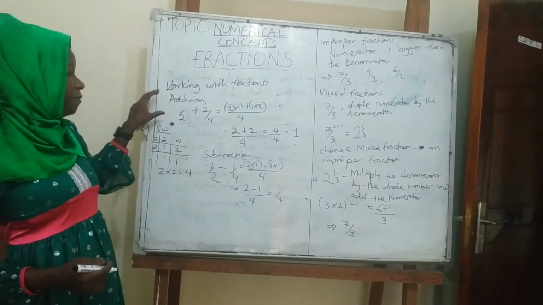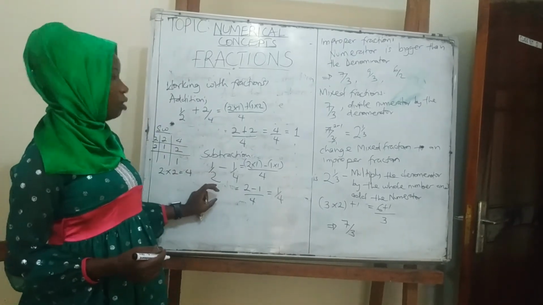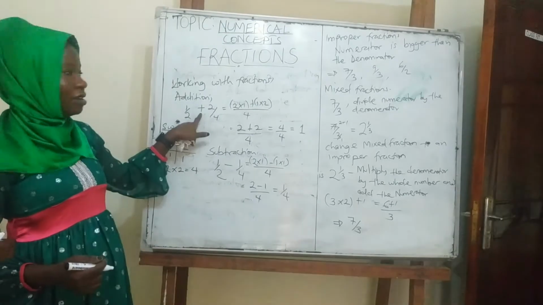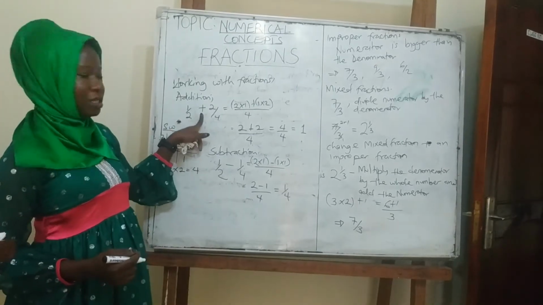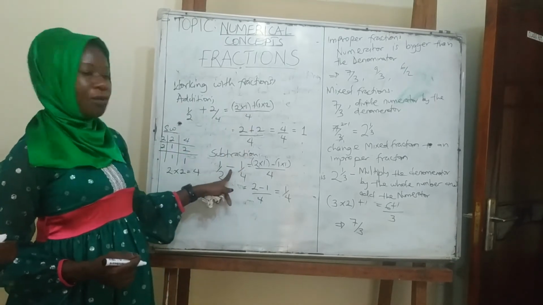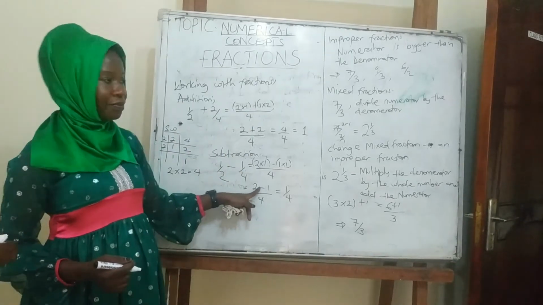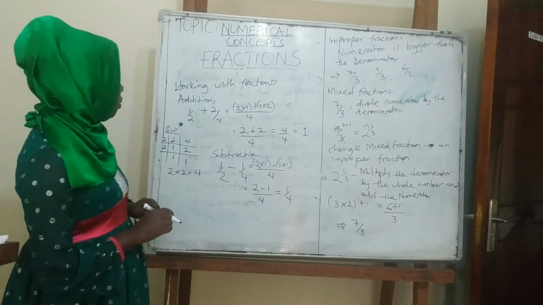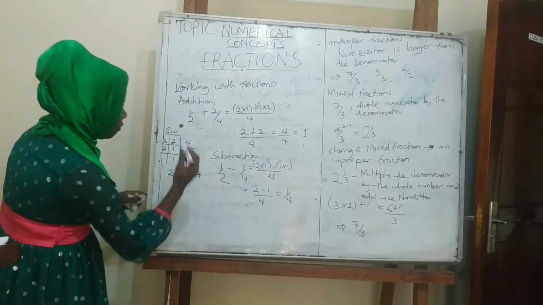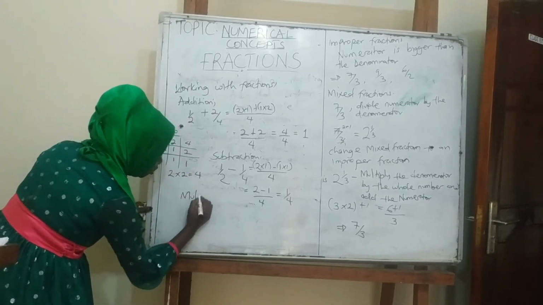So the procedures for addition and subtraction are almost the same, only that we maintain the mathematical symbols. Here we had addition, that's why I have addition. And here we have subtraction, that's why I am subtracting. So working with fractions, so far we have addition and subtraction. We have also multiplication.